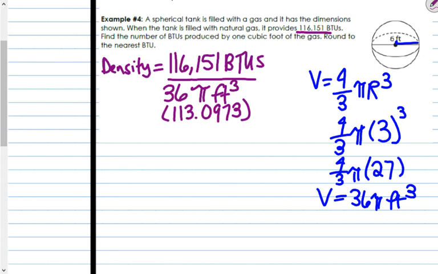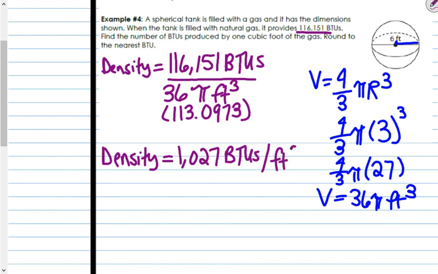So 116,151 divided by 36 pi, density is equal to, it says round to the nearest BTU, that means the nearest whole number, 1,027 BTUs per cubic foot. Notice I have this unit per this unit. That dividing line right here means per. So 1,027 BTUs per 1 cubic foot.